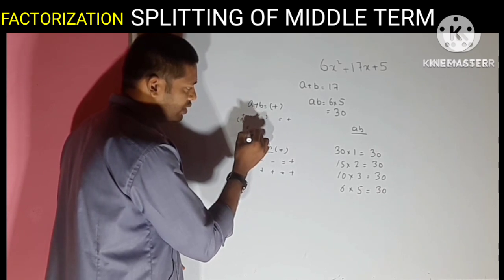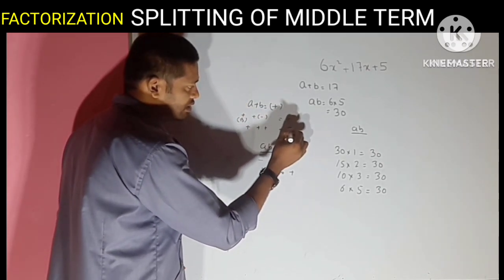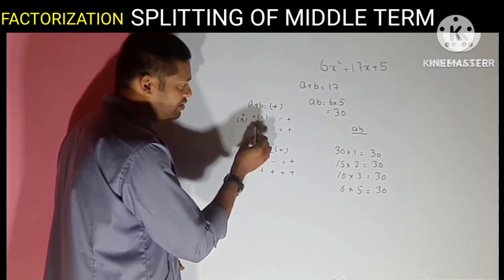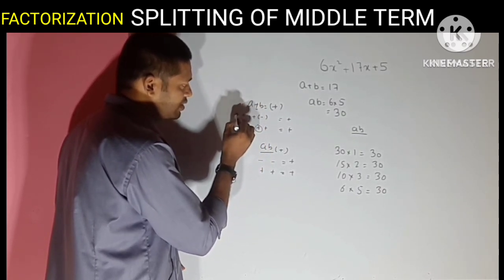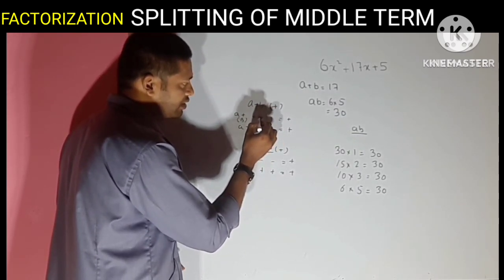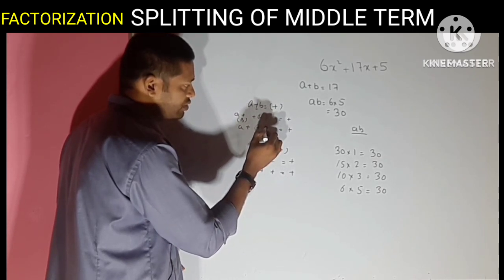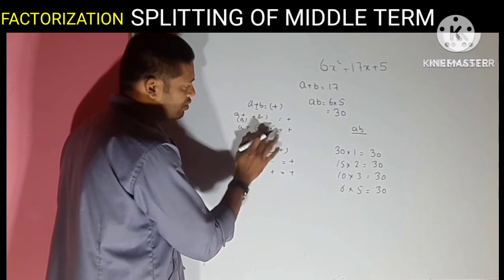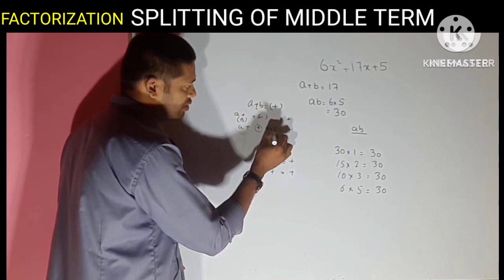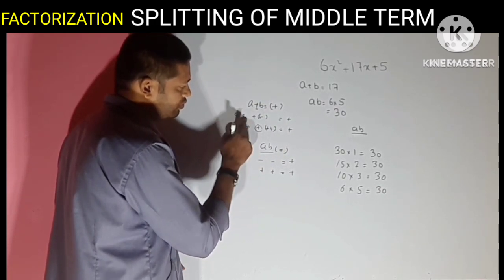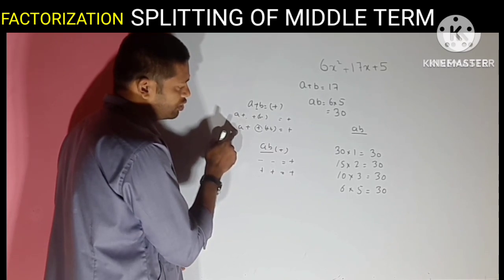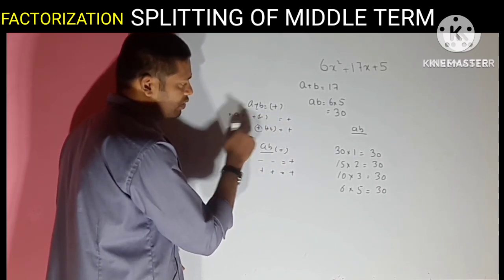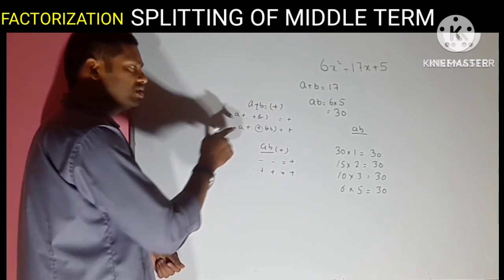If both have a plus sign, the answer is plus. It's addition. Let me write clearly so you don't get more confused. So here plus B, the bigger value with a plus sign, so the answer is plus. Here both are plus, and here one is plus and one is minus. So this is the case.